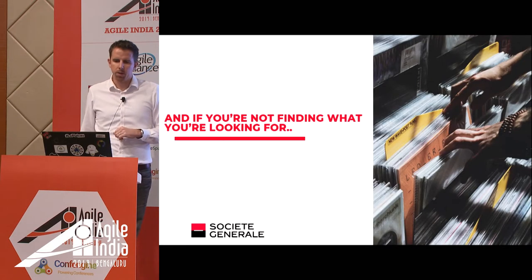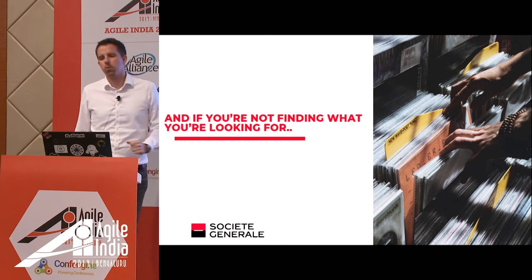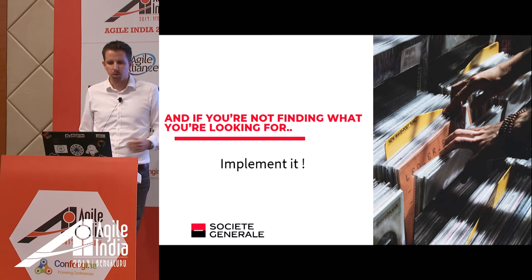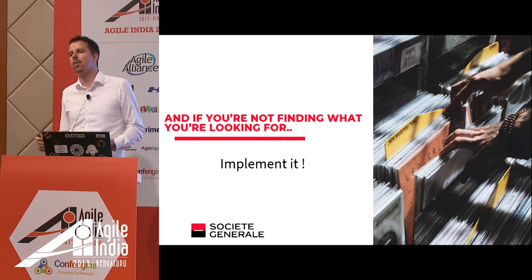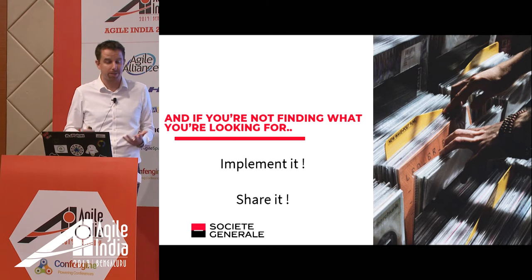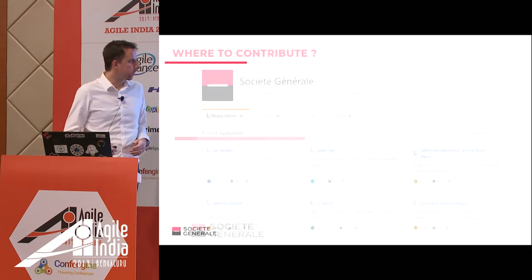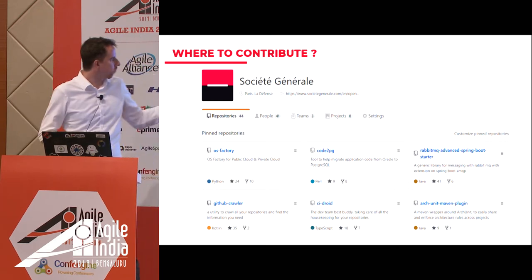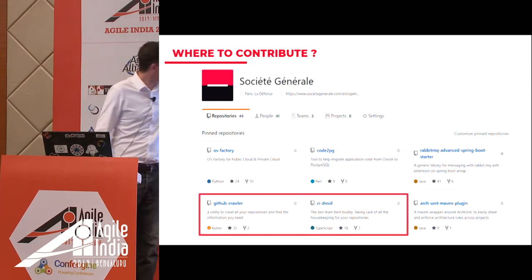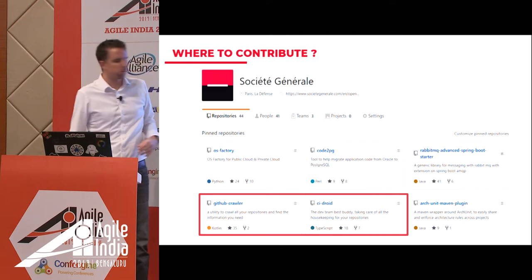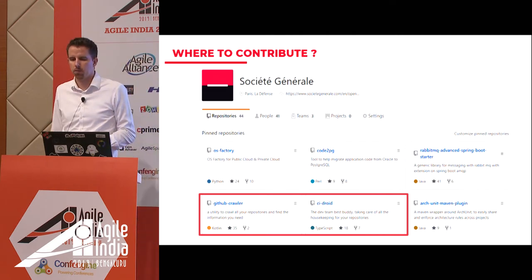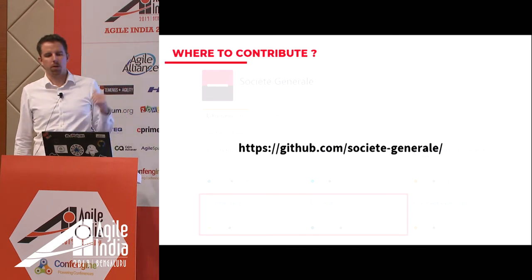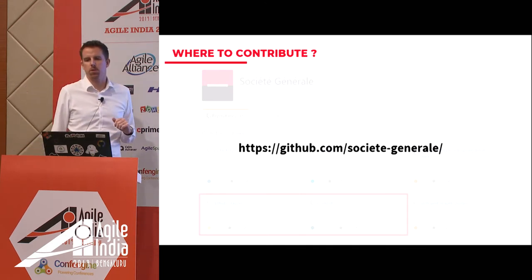Okay. Now, if you're not finding what you're looking for, whether it's in GitHub crawler or in ci-droid, well, you can very easily implement it. You can very easily share it, because all this is actually open source. So if you want to contribute, this is where it happens. GitHub crawler, ci-droid. We have a few other things also that you can have a look at if you want. But everything is actually available here. Okay, github.com/sustagenera.